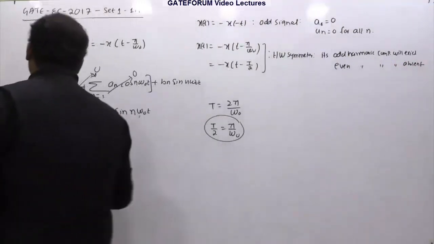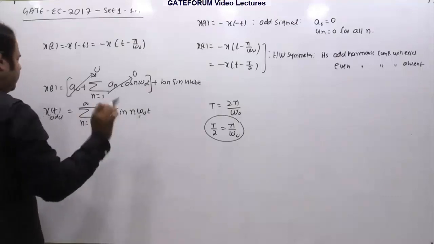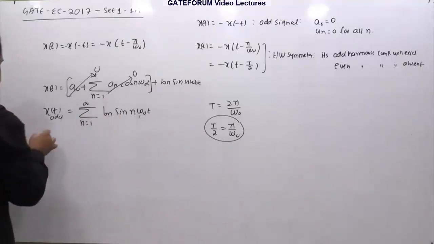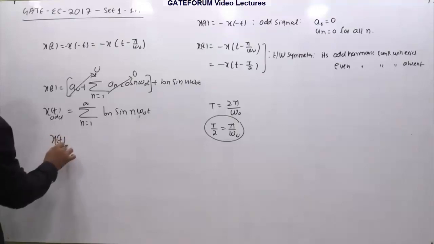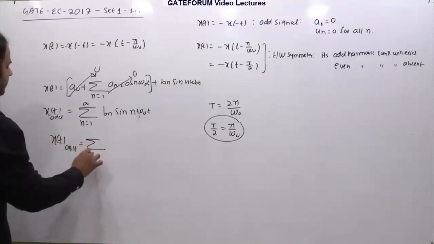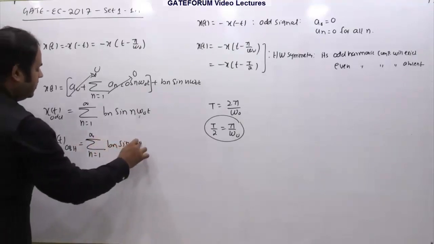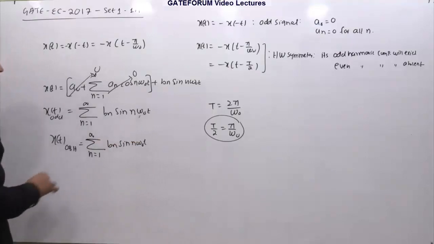So now, when I know it is only an odd signal, then I would have said that bn exists for all values of n. But now, along with odd, if I am imposing one more condition, that is odd as well as half wave, then in this case what I should tell is this is summation n equals to 1 to infinity bn sine of n omega naught t, but my condition is I should have only odd values of n.